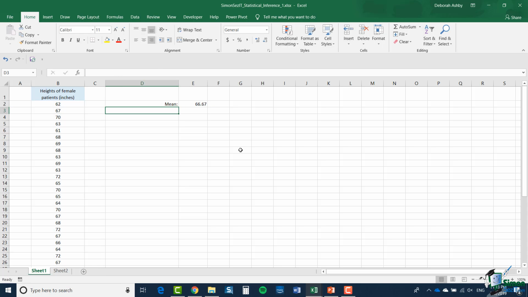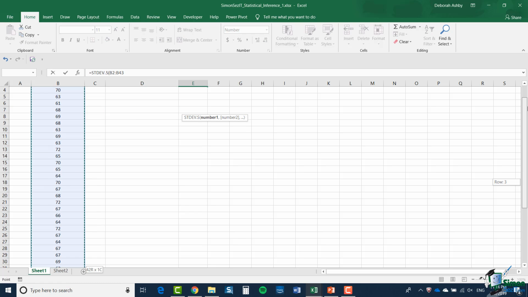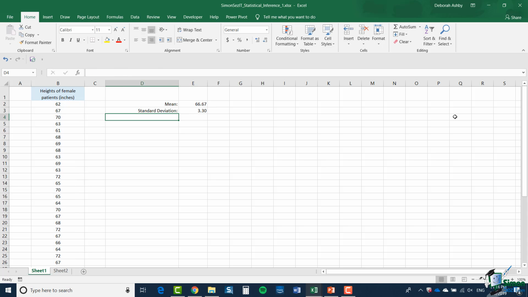So there's the mean. And for the standard deviation, we're dealing with a situation where we're going to use a sample to estimate the standard deviation of the population from which the sample was taken. So we're going to use the STDEV.S function, as I explained earlier on. So there we are. That's our mean and standard deviation.